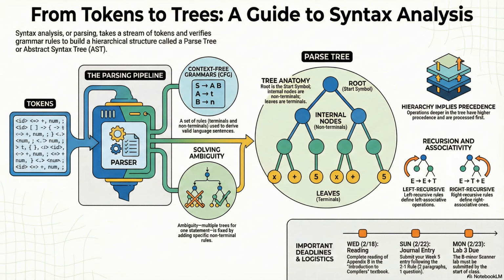Also coming up on the horizon, Wednesday, February 18th, we're looking at Appendix B of the compiler's book. That appendix is the constitution of the B minor language. It describes the specific grammar you will be implementing. It's not just reading, it's your instruction manual. You need to read it with a fine-toothed comb to understand the precedence rules we just talked about.